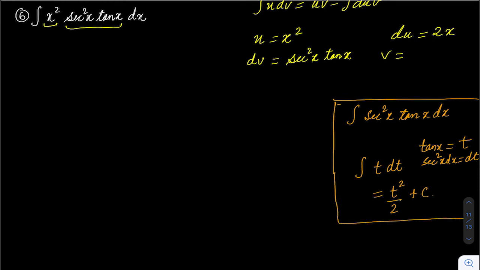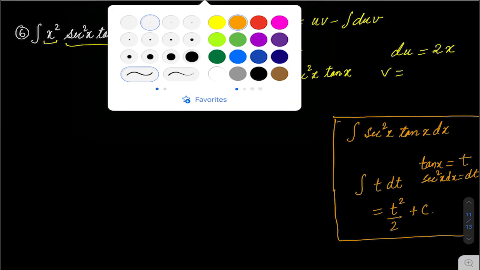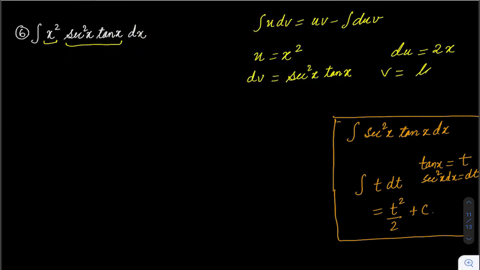That's the indefinite integration. And we know when we are writing v, we don't write c. So what is my answer? T square over 2. That is nothing but tan square x over 2. Okay, so I have now all these 4 values. Now let's see what happens if I apply by parts like this. So my first value is uv. U is x square. V is tan square x over 2.